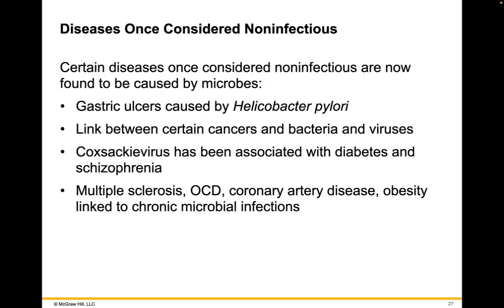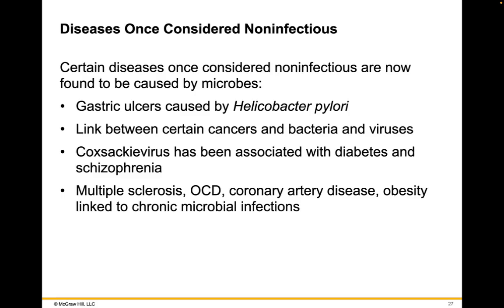There are some certain diseases that were once considered non-infectious but now are found to be caused by microbes. So this is really interesting. Gastric ulcers, they thought was due to stress. That might have some underlying conditions, but really what causes a gastric ulcer is a bacteria called Helicobacter pylori.